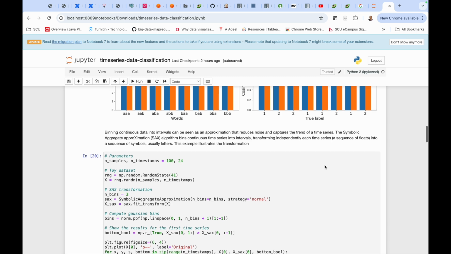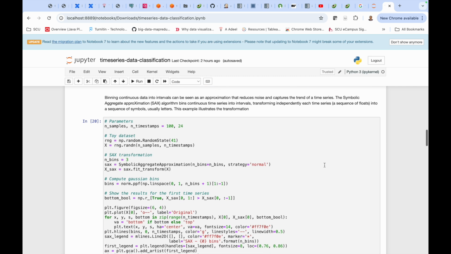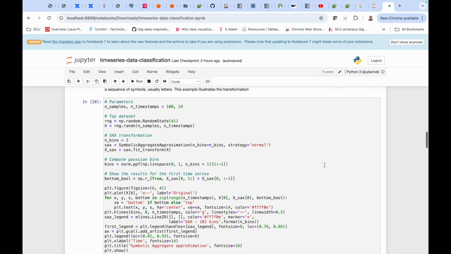So binning continuous data into intervals can be seen as an approximation that reduces noise and captures the trend of a time series data. The symbolic aggregate approximation algorithm bins continuous time series into intervals, transforming each time series independently into a sequence of symbols called alphabets or letters. And this example illustrates the transformation that I described in the slides.